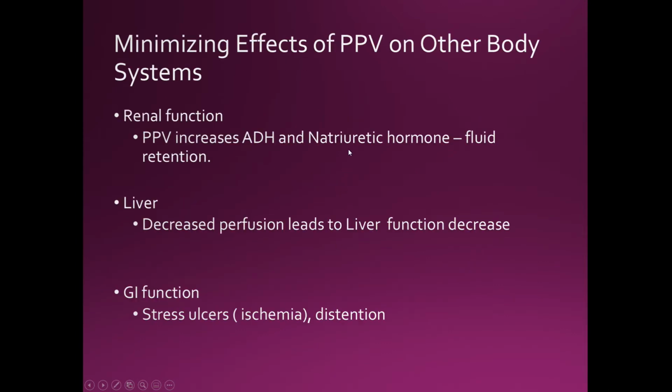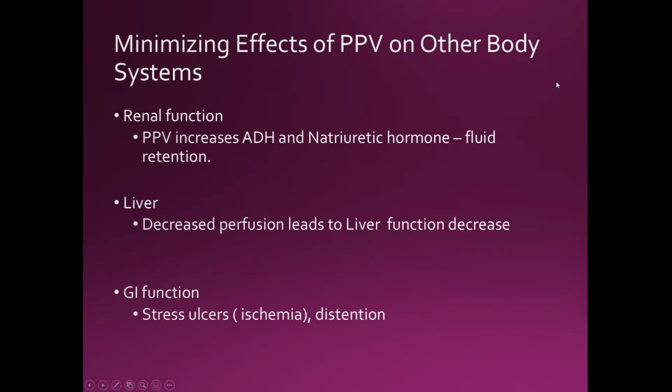Now, here's a couple other body functions that are affected. You have your renal function. Positive pressure ventilation increases ADH, antidiuretic hormone, and natriuretic hormone, and these hormones cause fluid retention. So with an increase of these hormones, you'll cause some fluid retention. When you start looking at patients hypothetically in a subacute setting, they're going to look like they are retaining a lot of fluid. It might be CHF. It may be because of positive pressure ventilation that is affecting the renal function.